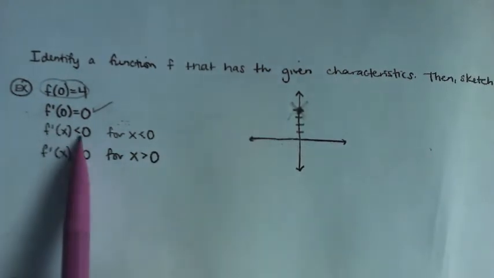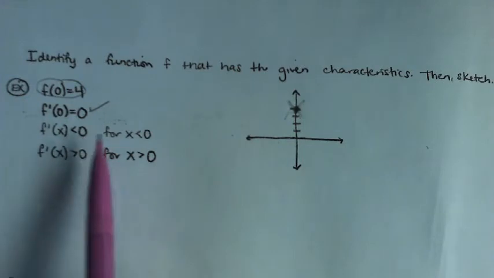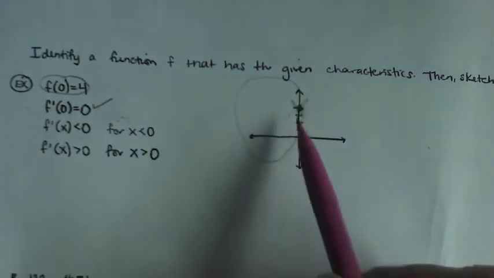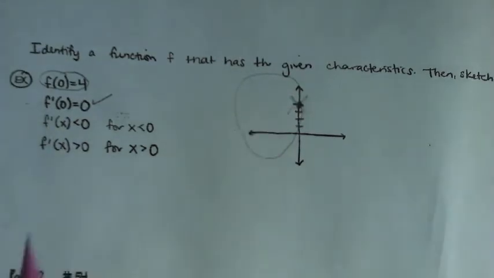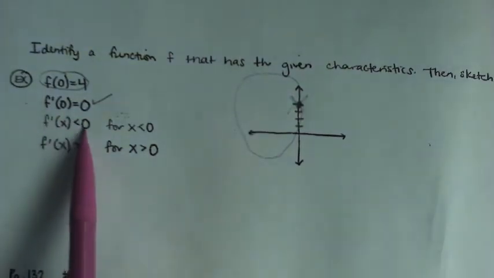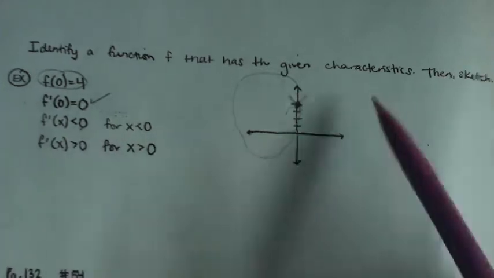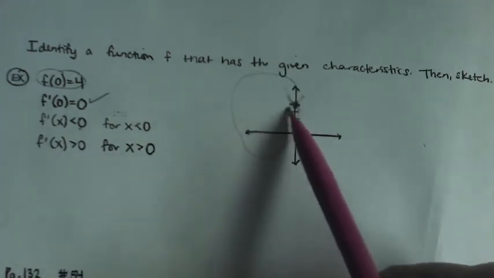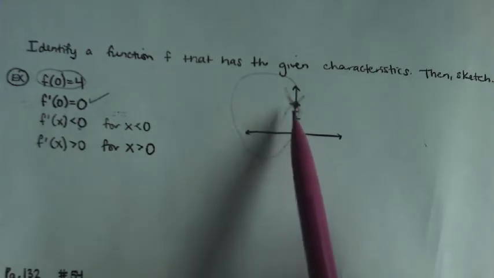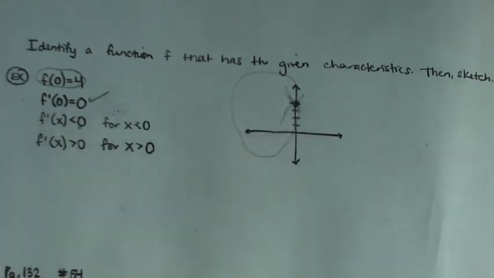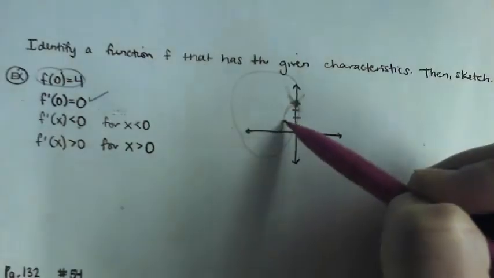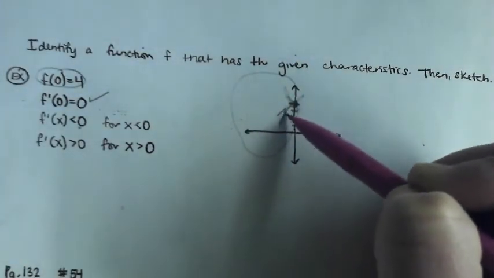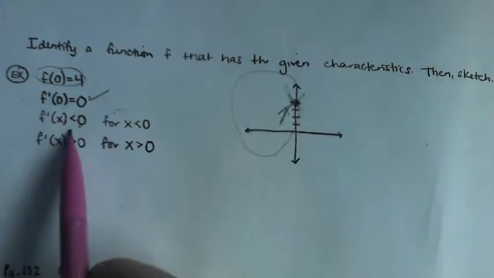The derivative is negative, meaning the slope is negative anytime we're less than 0, which is on this side of the graph. When x's are less than 0, your slope should be negative. So is this slope negative, or is this slope negative? Is it going to be a parabola that opens up or a parabola that opens down? If it opens down, that's a positive slope. We want our slope to be negative.